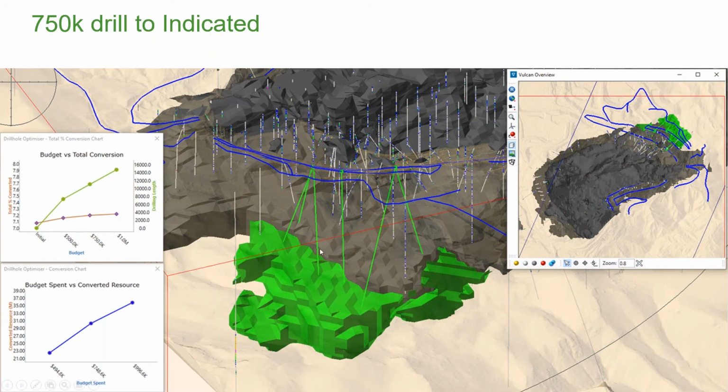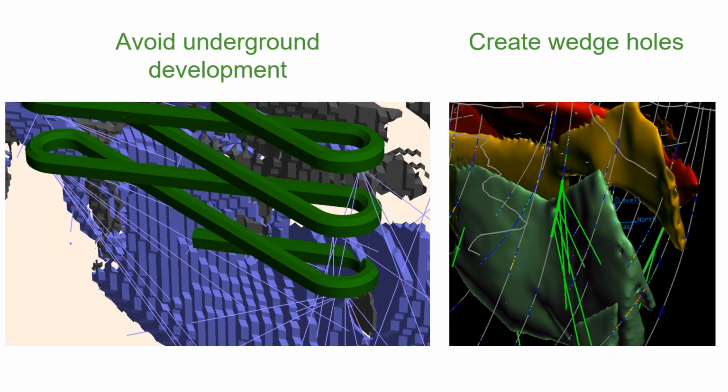In addition to the solids and the Vulkan layers, there are graphical outputs that show you your budget spent compared to the amount of footage or meterage drilled and the percent converted of the available blocks and the converted resource. The Drillhole Optimiser can help you avoid drilling underground development. In this case, the declines are avoided because they pose a significant health risk. Drillhole Optimiser can be adapted to help create wedge holes in case it's too costly to drill everything from the surface.